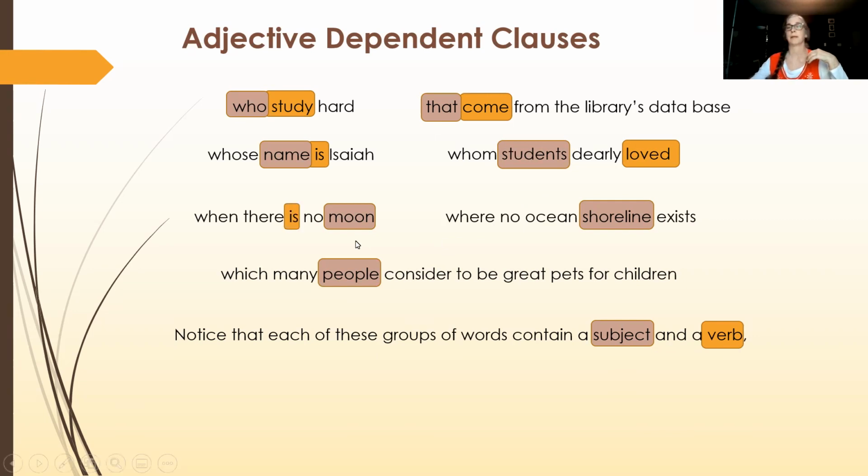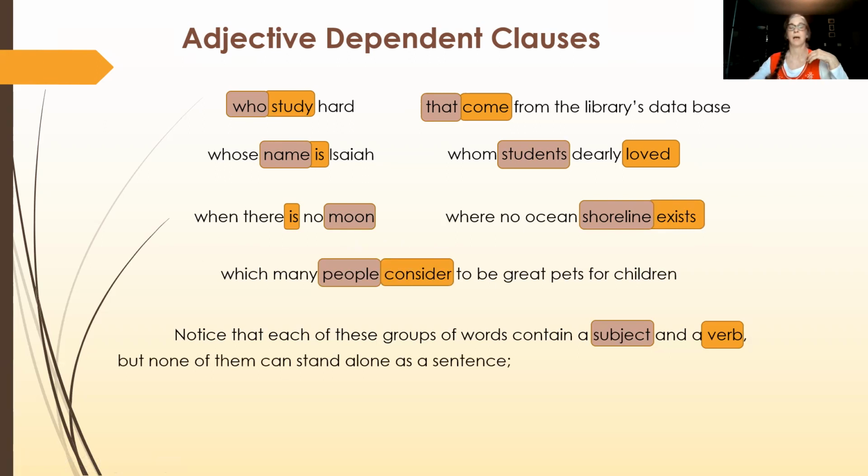Oh, look at this one. Here, the subject is after the verb. Isn't that interesting? Remember in subject verb agreement when we said if our clause begins with there or here, the subject is always going to come after the verb. Shoreline exists. People consider. But none of these can stand alone as a sentence. They all have subjects and verbs, but none of them can stand by themselves as a sentence because they're dependent.